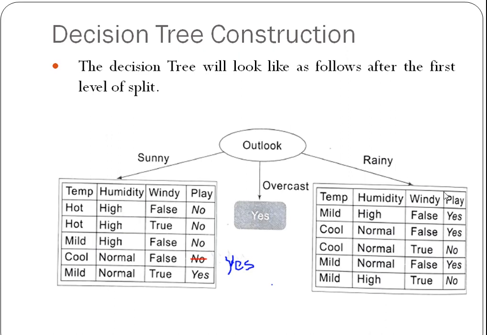Similarly, we do the same activity on the rainy side. Whichever out of these 3 variables, temperature, humidity, windy, has the least error, we are going to select that particular variable as the next node.